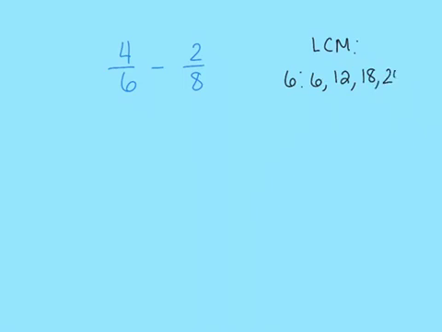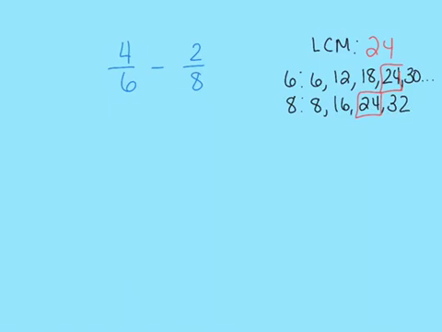Okay, let's look at one more example. This time we're going to subtract. So we're going to do 4/6 minus 2/8. Again, I want to start by finding the least common multiple of 6 and 8. So if we look over here, let's look at multiples of 6. So 6, 12, 18, 24, 30. And then multiples of 8 would be 8, 16, 24, 32. We can go ahead and stop because we can see that they have 24 in common. So the least common multiple of those two is 24.